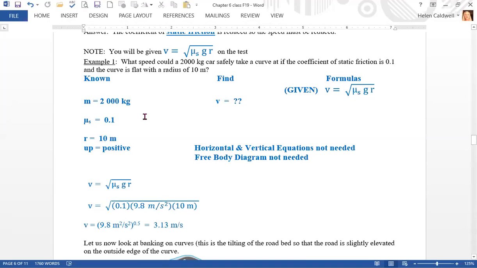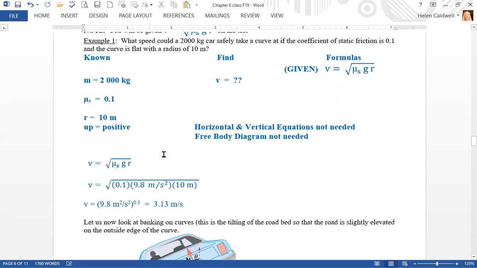So 2,000 kilograms, mu sub s, the coefficient of static friction is 0.1. R is 10 meters. We're going to make up positive. We want to find V. You will be given this equation. You'll also be given another one, so you need to know which one to use. This example has no angles in it, no theta. So this equation has no angles in it, no theta. So this is the one we'll use. The other equation has a theta in it, in case you're wondering.